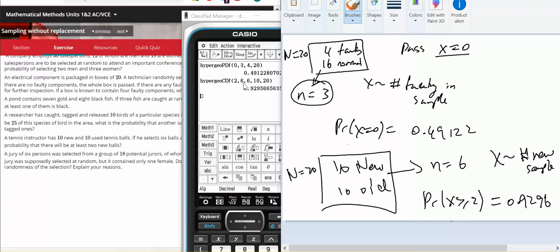So it's really important that you understand what we're trying to solve for here, so it's really important that you type in the numbers correctly. So just recapping, the total population is 20. You have 10 new balls, 10 old balls. And we're letting the discrete random variable be the number of new balls.